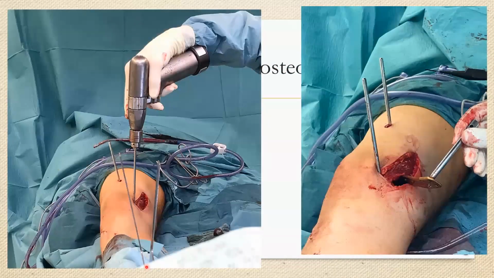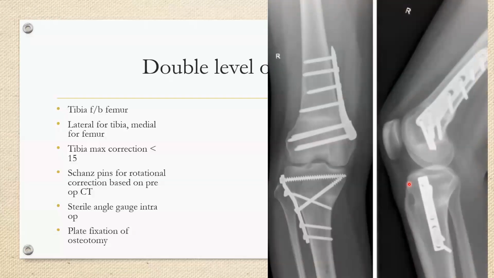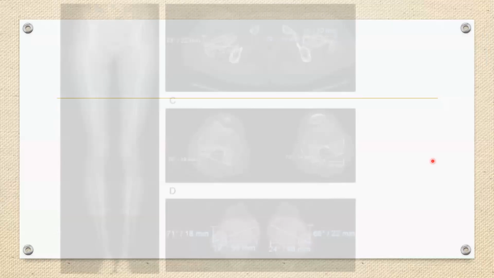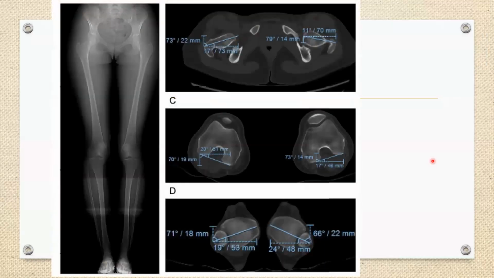Following which, similarly, an angle guide is used to position the transpin with the necessary angle of correction. So after the osteotomy is done, the transpins are brought into alignment to be parallel to each other, following which it's fixed with the plate. So this is another case example.